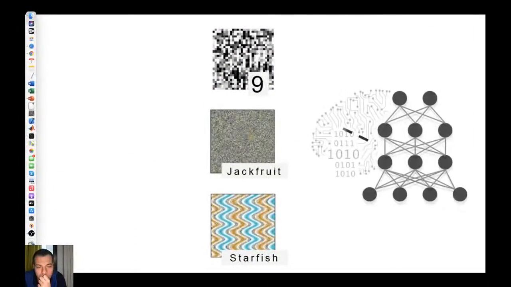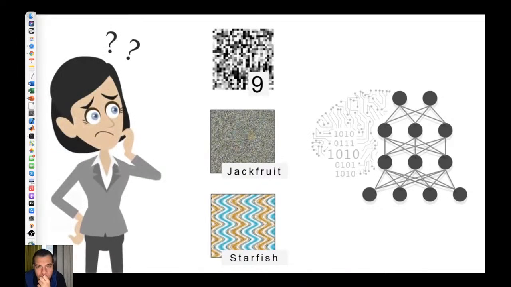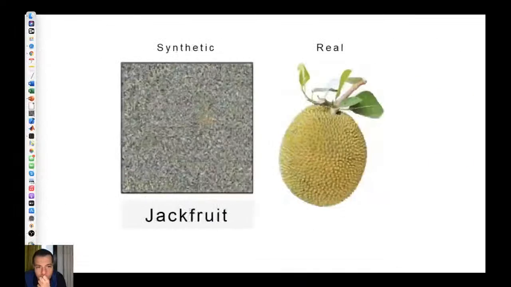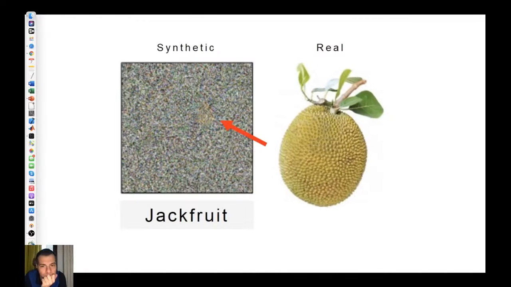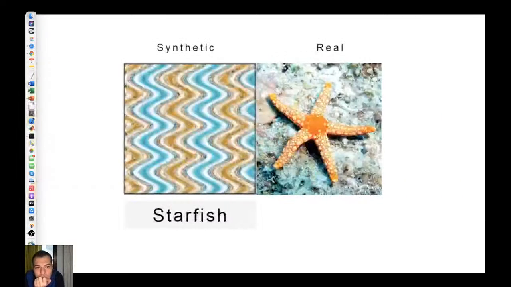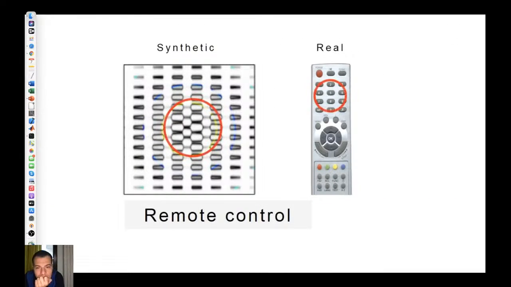One may ask how deep neural networks can label these unrecognizable images in a way totally different from how a human would. Looking closely at the images, for example the jackfruit, we think that the network may be looking at these yellow pixels which somewhat vaguely look like the real jackfruit. Some images appear with the right colors of the class. The starfish has a blue of water and the orange of skin. The remote control image has a grid of buttons but no rectangular contour of the device.